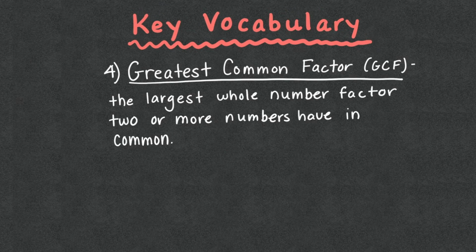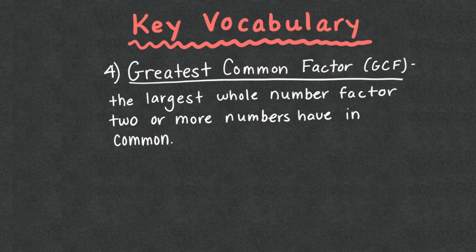Here we have the term greatest common factor, or the GCF, as you may see it. Now, this is the largest whole number factor 2 or more numbers have in common. So when you hear the word greatest common factor, math terms will literally tell you exactly what you're looking for. In this case, you see the word greatest, so we're going to look for the largest. Common means shared, and factor means numbers that multiply together to get the number that you're working with.